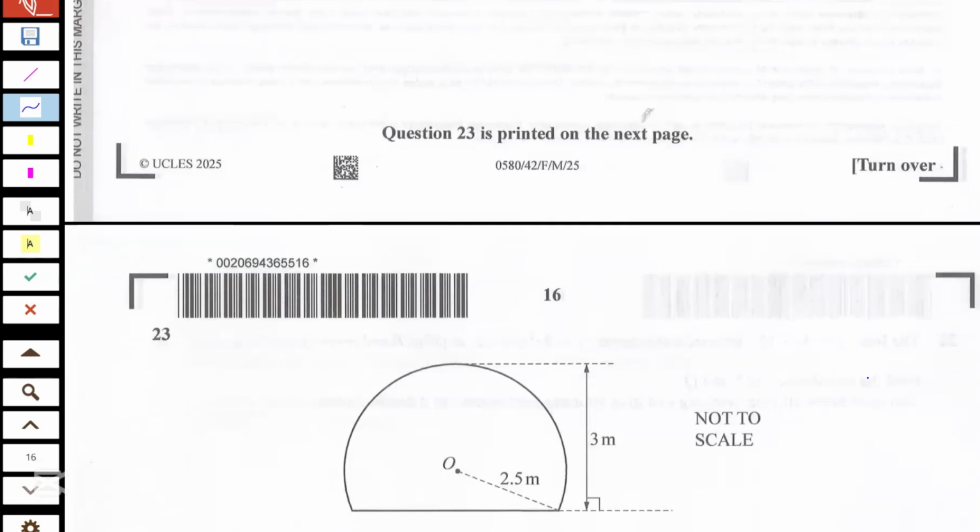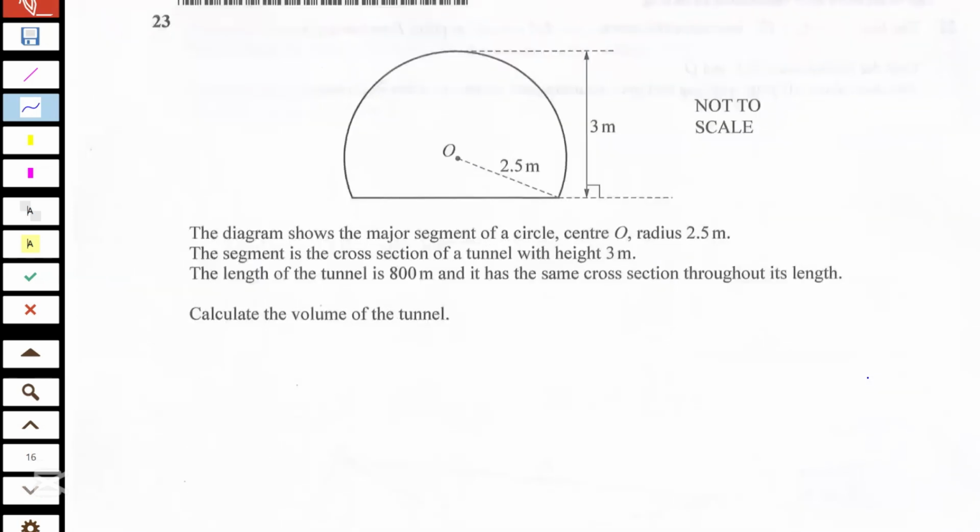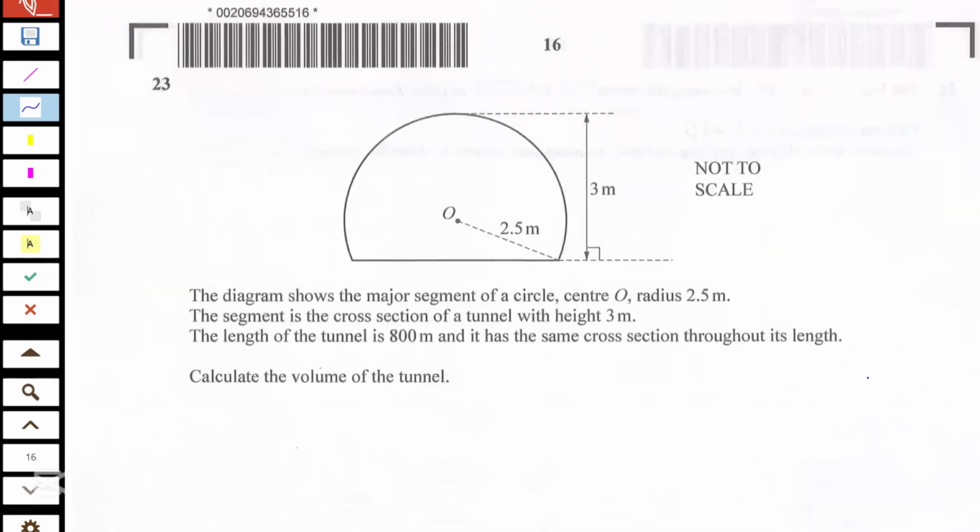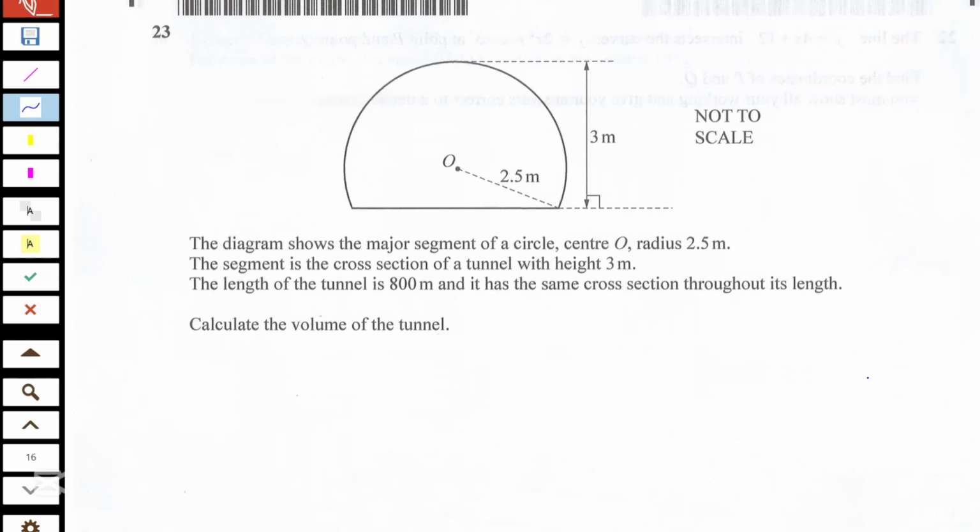Now to the last question, which is question number 23. The diagram shows the major segment of a circle, center O, with a radius of 2.5 meters. The length of the tunnel is 800 meters, and it has the same cross-section throughout its length. Calculate the volume of the tunnel.